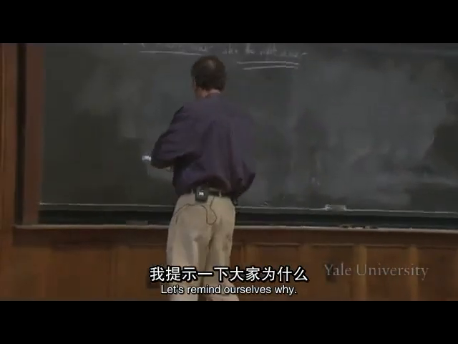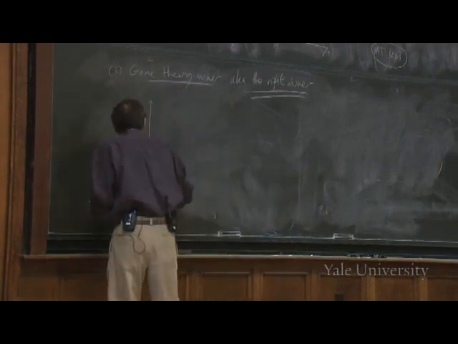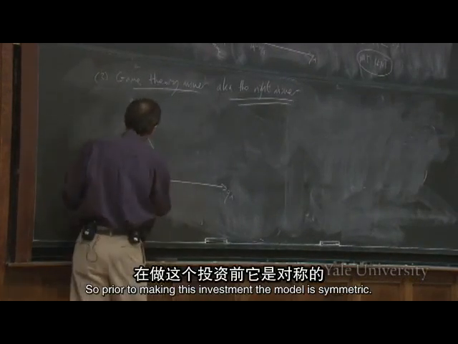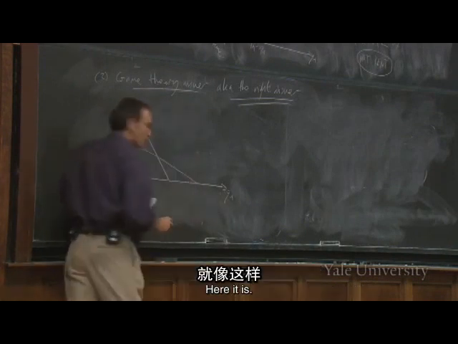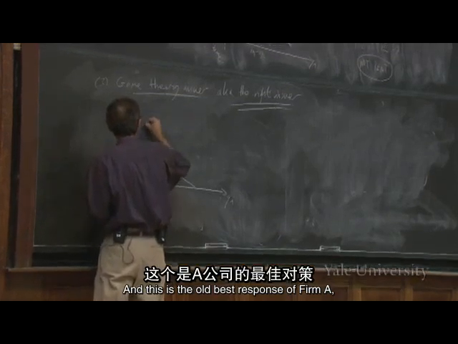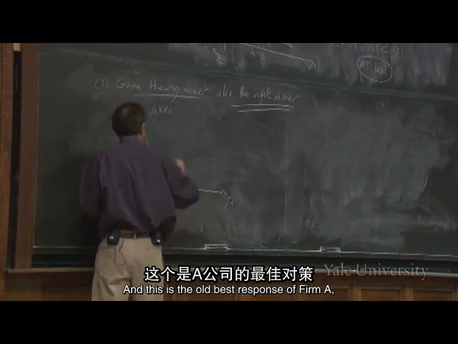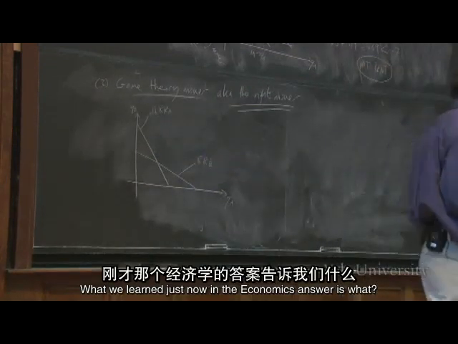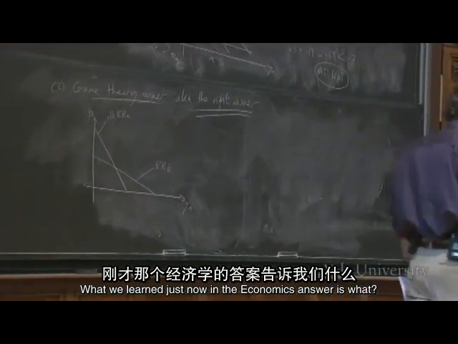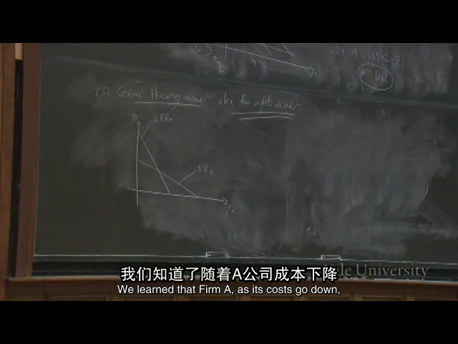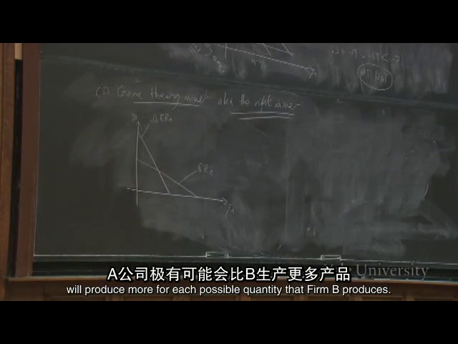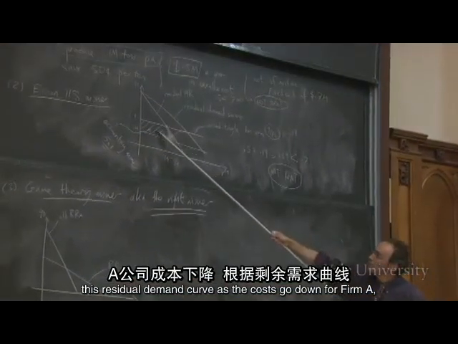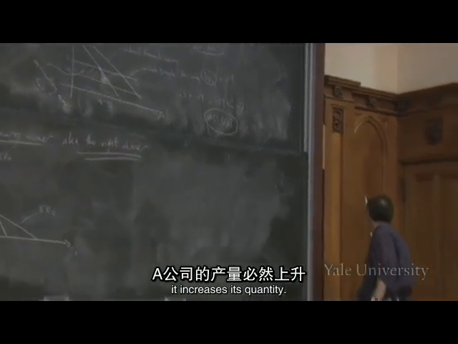Let's remind ourselves why. We're still playing Cournot competition. Here's our Cournot diagram with QA and QB. So prior to making this investment, the model is symmetric. Here it is. And this is the old best response of firm A, and this is the best response of firm B. All right? And what we learned just now in the economics answer is that firm A, as its costs go down, will produce more for each possible quantity that firm B produces. So regardless of what generated this residual demand curve, as the costs go down for firm A, it increases its quantity.